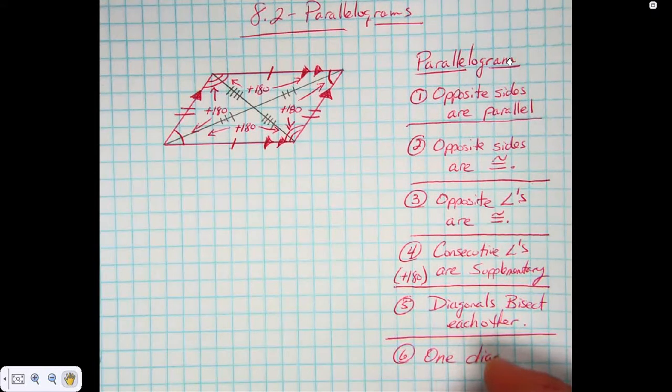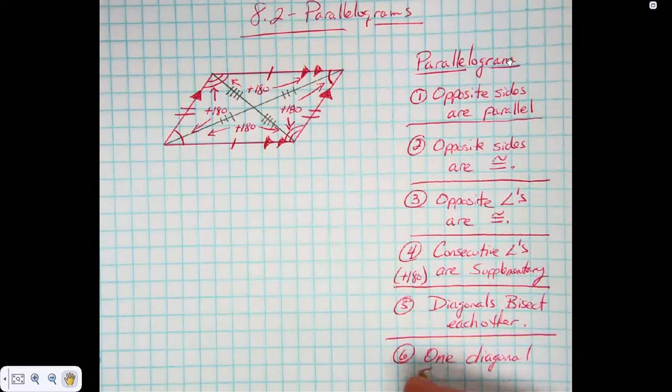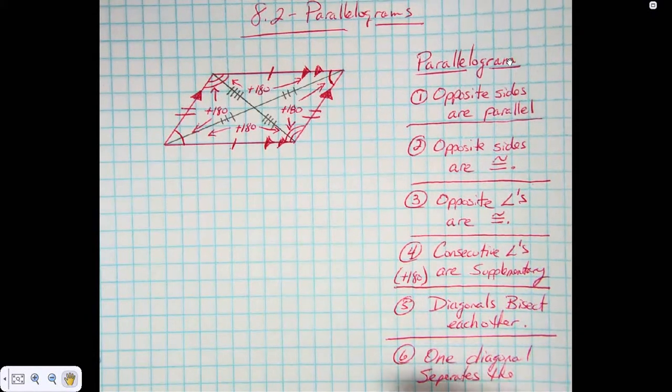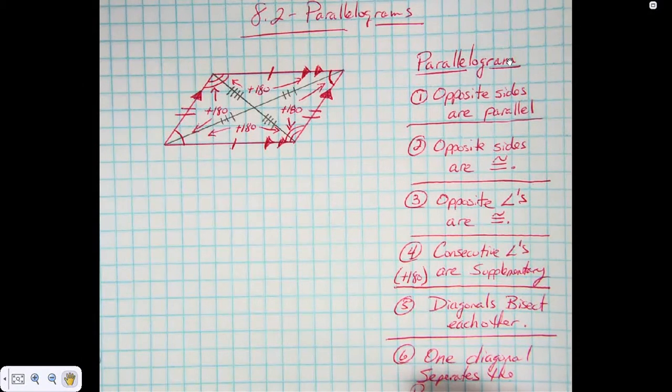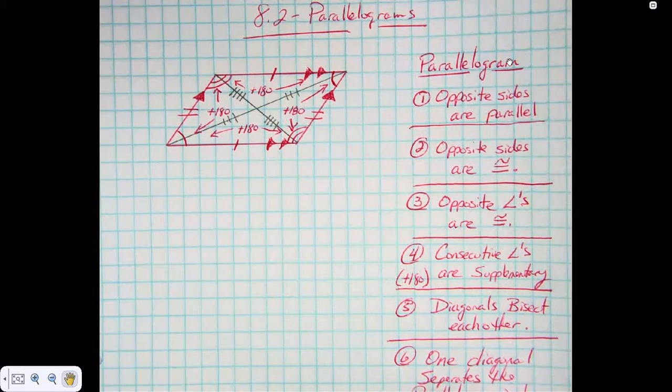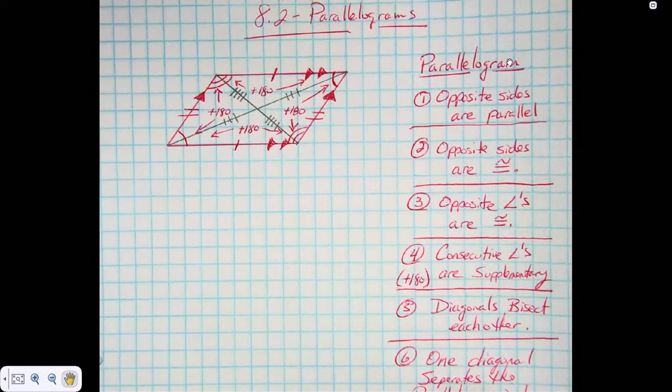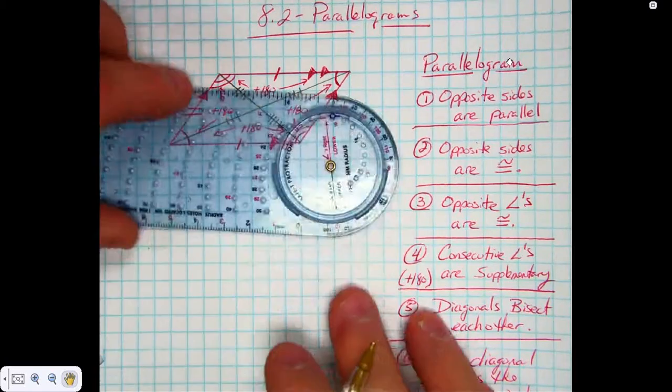One diagonal separates the parallelogram into 2 congruent triangles. Now I am going to need to draw another picture for this one.